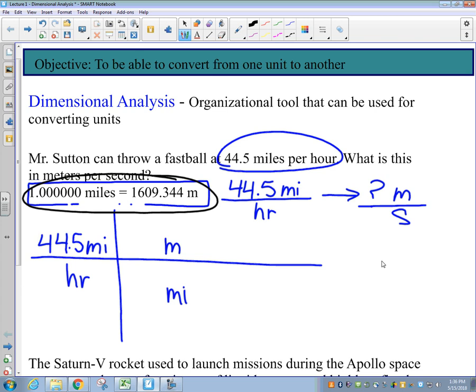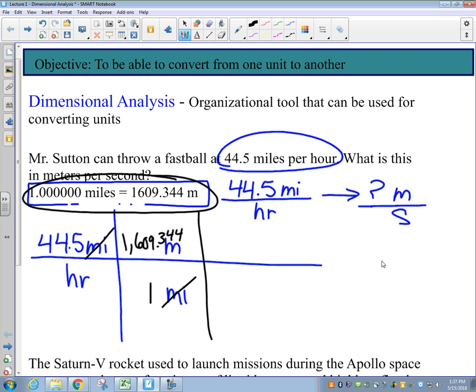So I'm going to take 1 mile and set it equal to 1,609.344 meters. Now, if I stopped right here, I have miles on the top and miles on the bottom that would cancel out, and I would be left in units of meters per hour, which is not a very useful unit in terms of measuring the velocity of a baseball or a softball. So now what I need to do is my second conversion, going from meters per hour into meters per second.